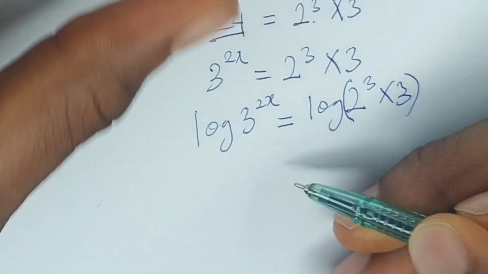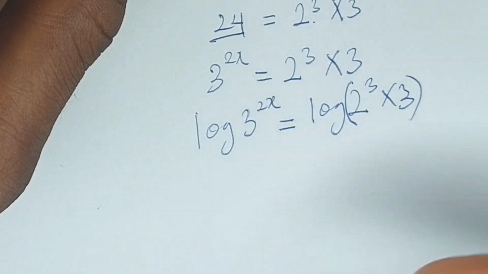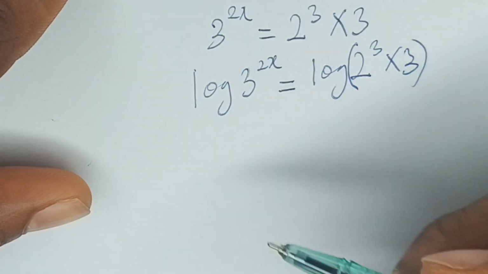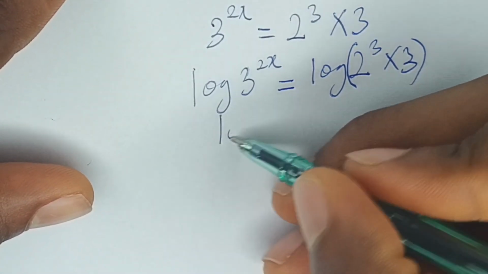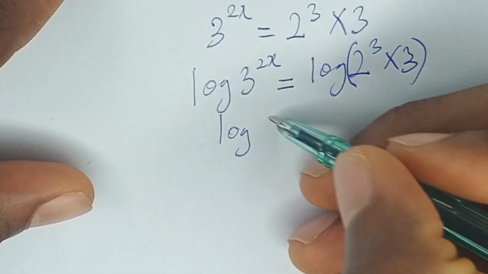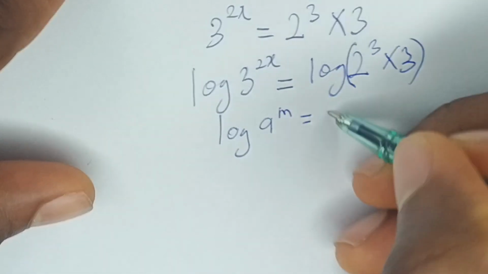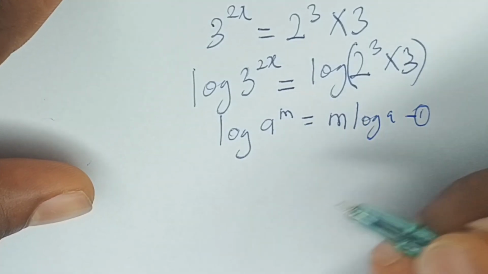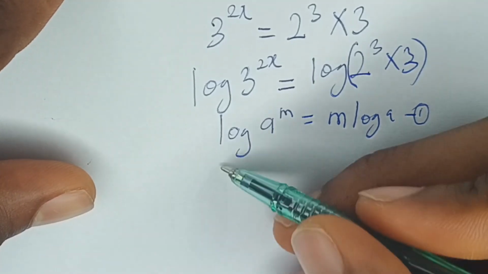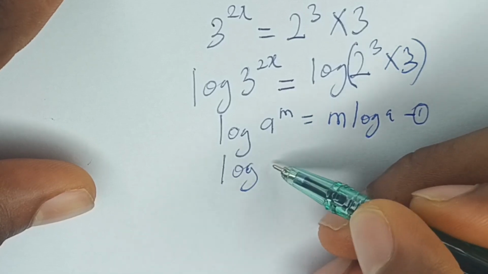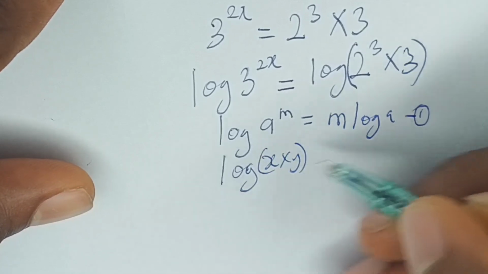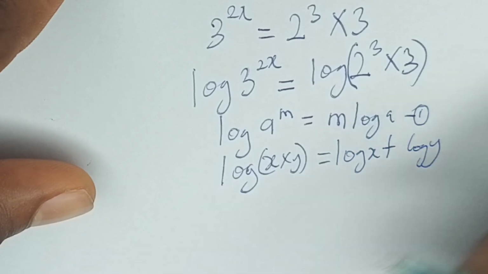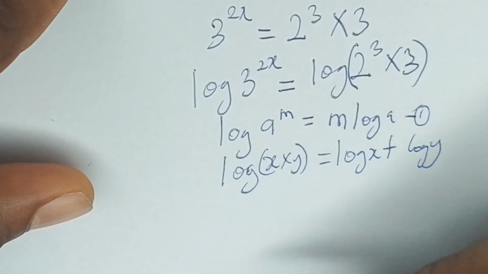Now, we have laws that we can apply here. So I will state the laws and then we can go ahead and be applying them as we go. Okay? Now, the first law is that if we have logarithm of a raised to the power m, it is equal to m multiplied by logarithm of a. Okay, this is the first law. The second law is that if you have logarithm of x times y, it becomes equal to logarithm of x plus logarithm of y.